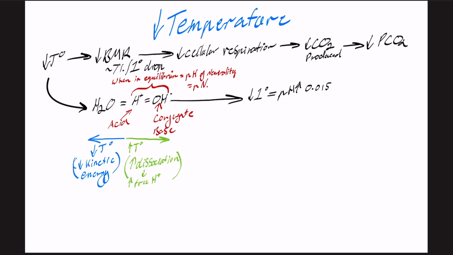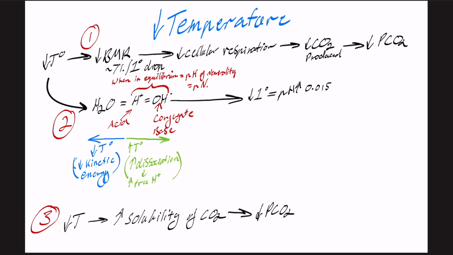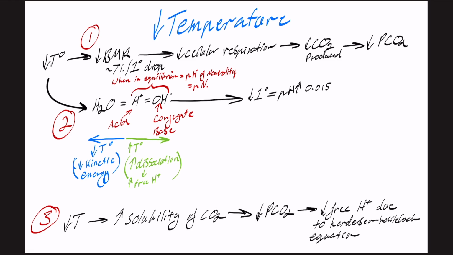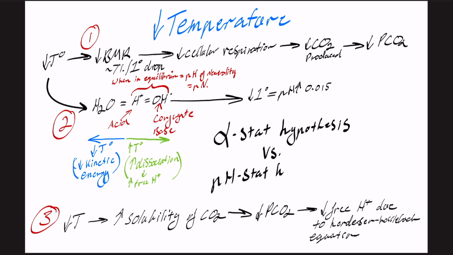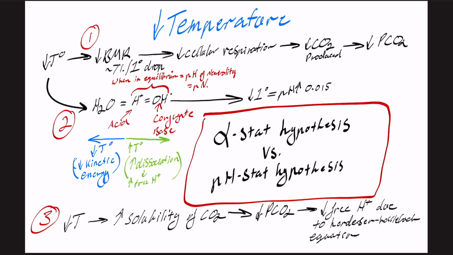So there's really 3 ways here that decreasing temperature has affected the acid base, and gas solubility is part of that. So why is this important to an anaesthetist and intensivist in clinical practice? And this is where the alpha stat hypothesis and the pH stat hypothesis come into play.